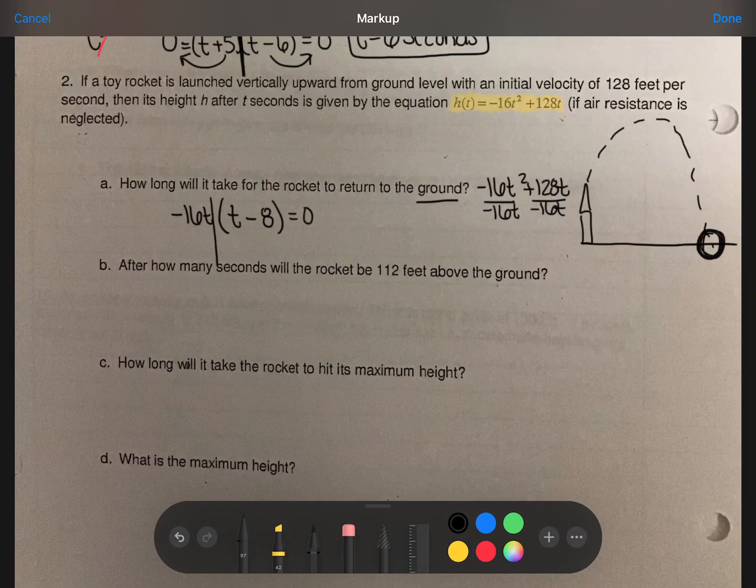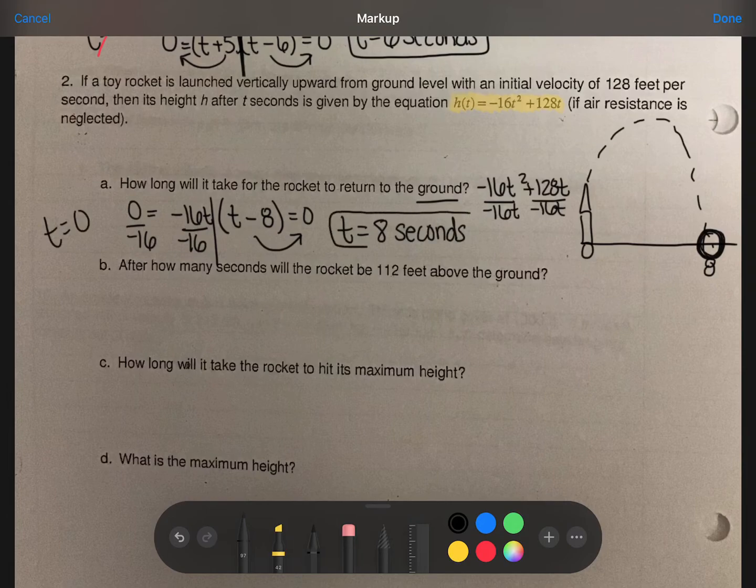Set these equal to 0. When I divide by negative 16, I get t equals 0. When I move my 8 over, I get t equals 8. So this is obviously 0 and this is 8. My rocket took off at time 0 and then it landed at a time of 8 seconds. So my answer is 8 seconds, because 0 just means it hadn't taken off yet.